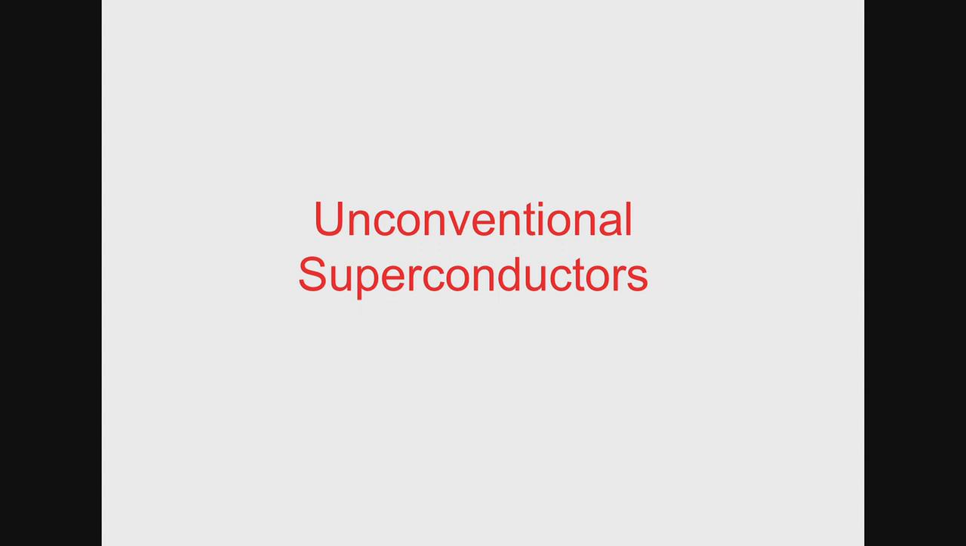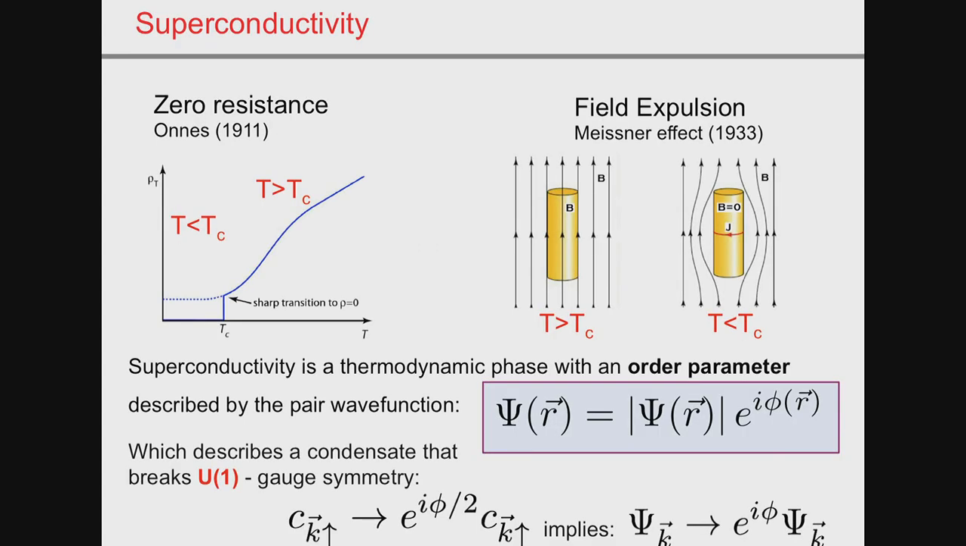Now for unconventional superconductors. Well, as we all know, superconductivity is the phenomenon that below a certain temperature, the resistance goes to zero, identically to zero. Also important for this talk is the Meissner effect: below the critical temperature, below the superconducting transition, magnetic field lines are expelled from the interior of the superconductor. That is called the Meissner effect.